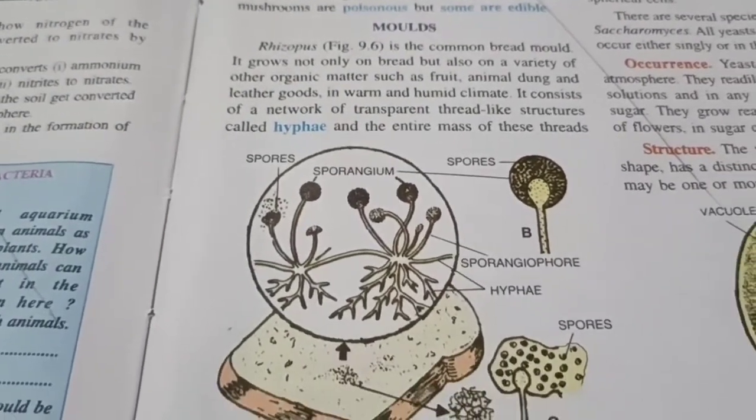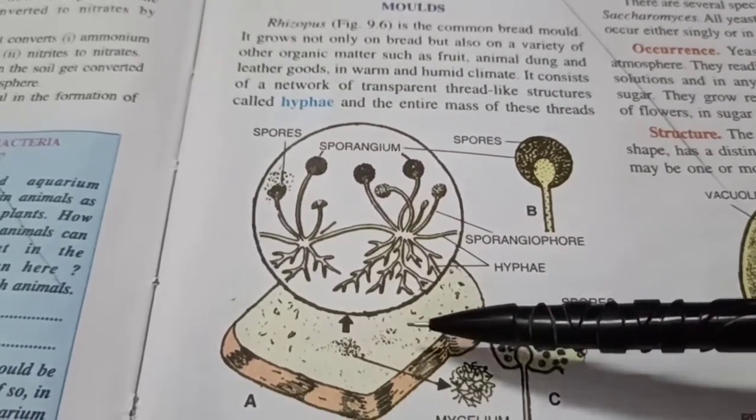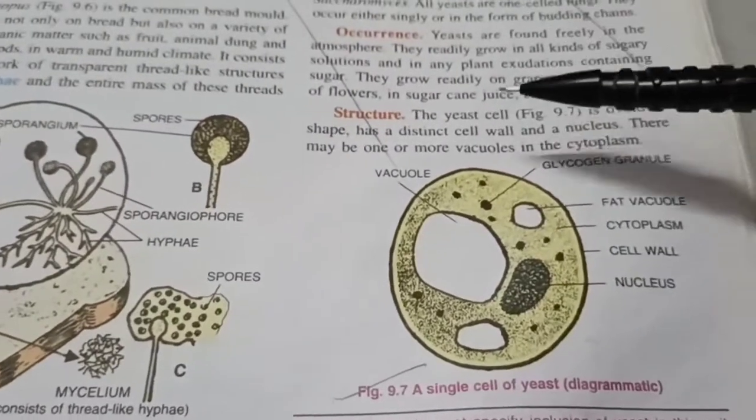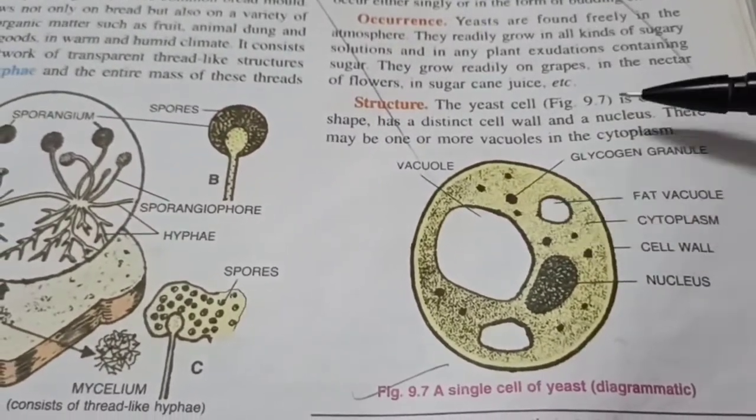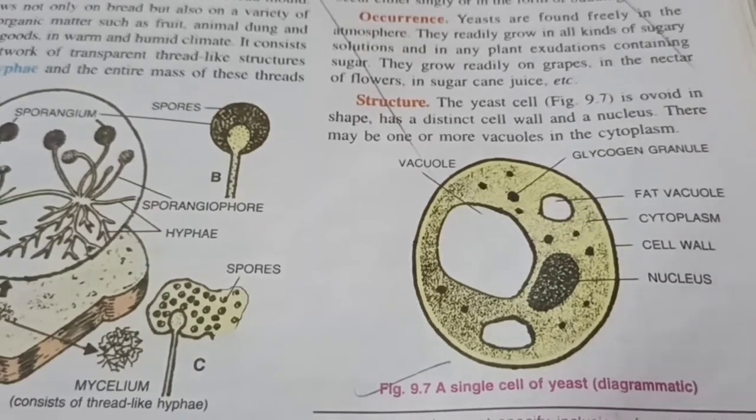Molds are an example of fungi. They have spores, they reproduce by spores. When the spores fall on some nutrient medium like bread, it starts growing once again. Yeast is a unicellular fungus. It has glycogen granule, nucleus, and a vacuole. It's not double tick, so you don't have to draw this.